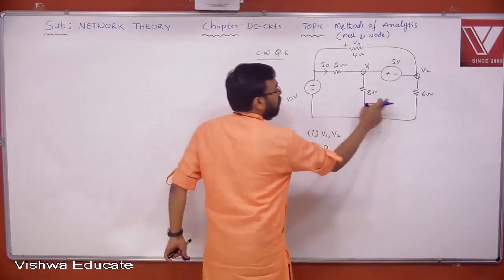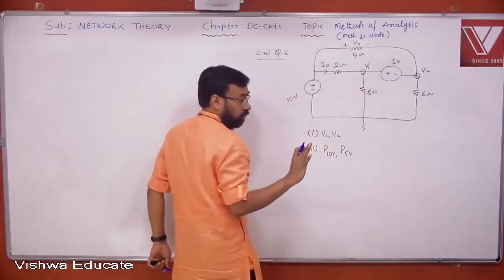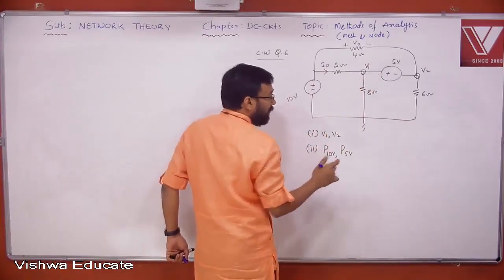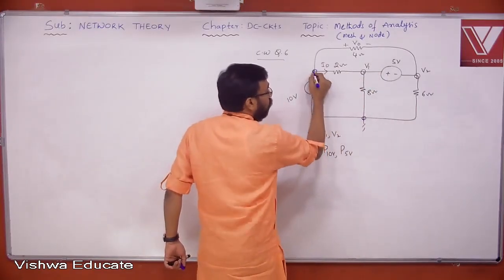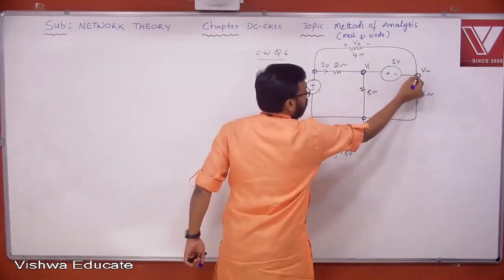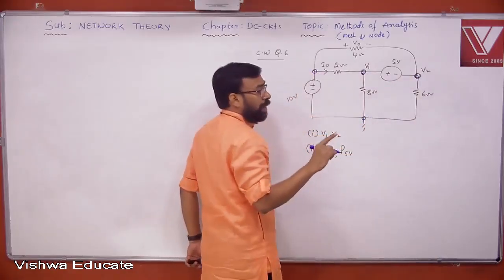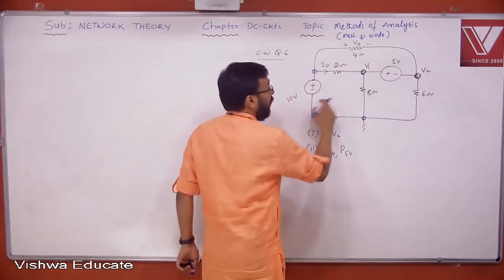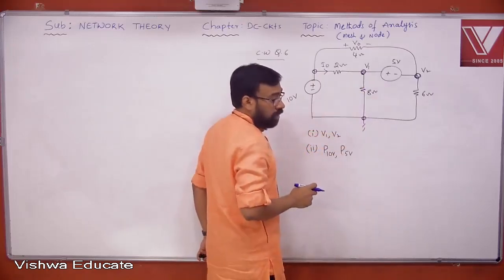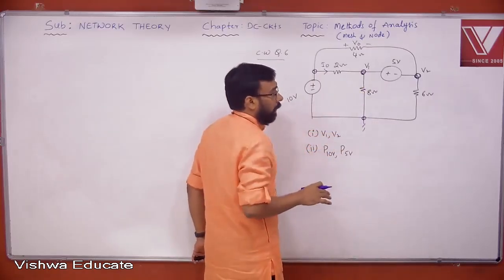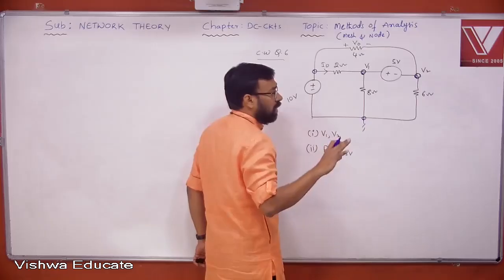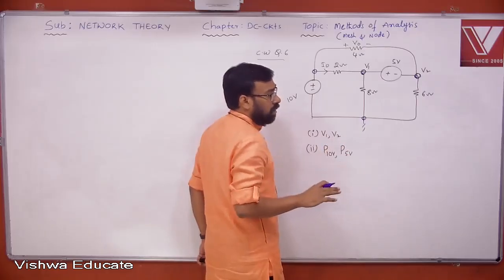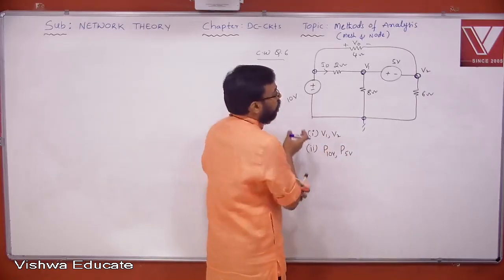Using mesh analysis, how many equations are you getting? 3. Using node analysis, 1, 2, 3, 4. Don't come to the conclusion of 4 minus 1, because there are two ideal voltage sources without any series resistor. Definitely, for n number of nodes, we get n minus 1 equations, but that condition fails here. Okay.